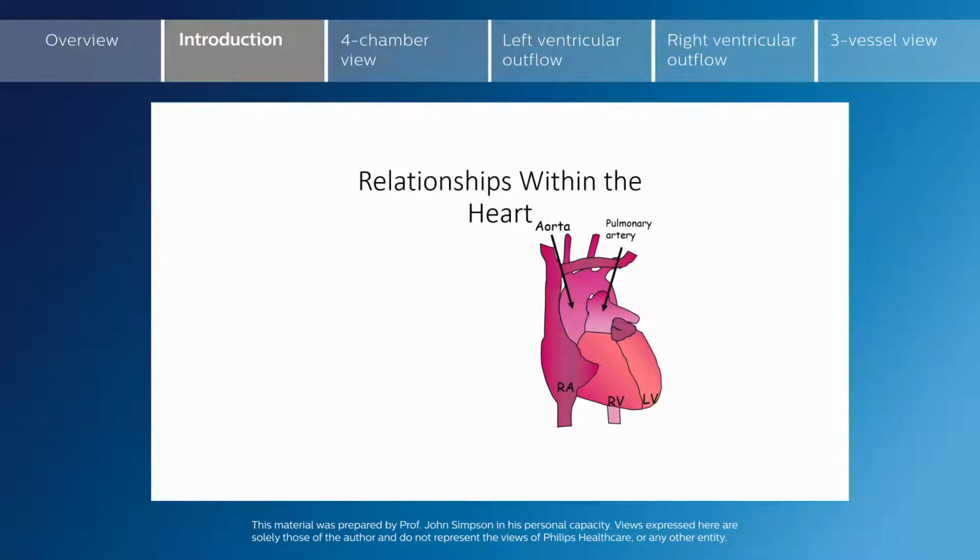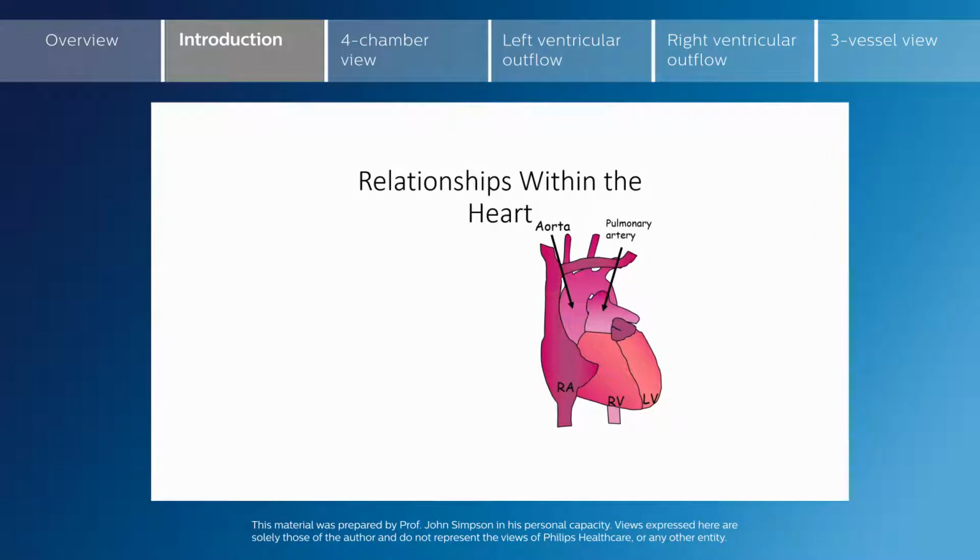If we look at the antero-posterior relationships of the heart, we can see the superior vena cava coming down into the right atrium here, and the inferior vena cava also. The right atrium and right ventricle are more anterior than the left ventricle, which is seen here, and the left atrium, which cannot be seen because it is in behind the right ventricle and right atrium.